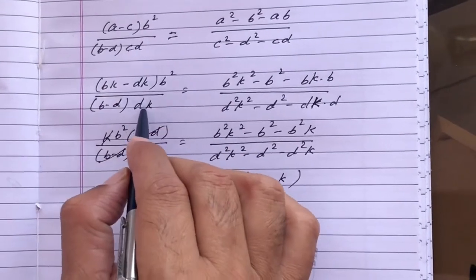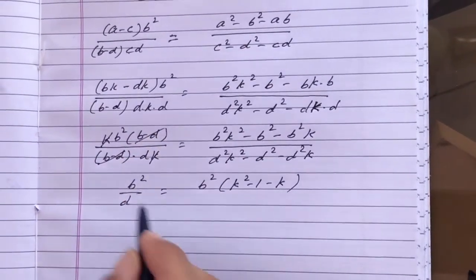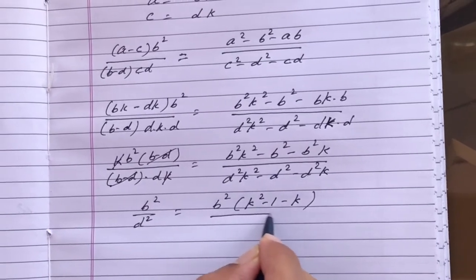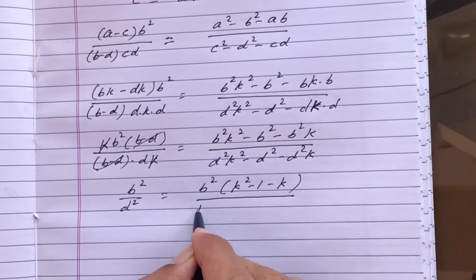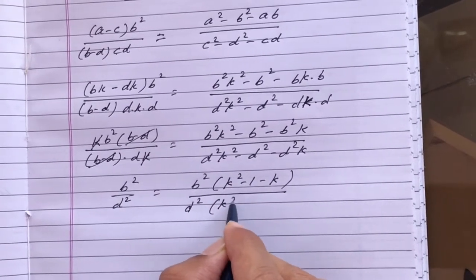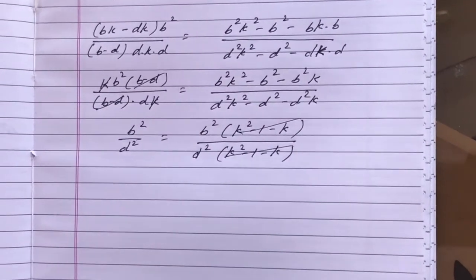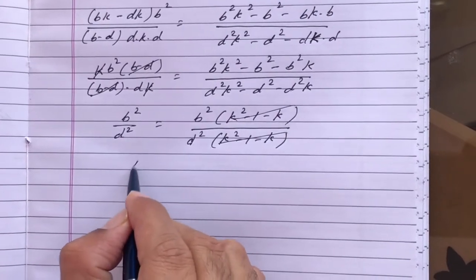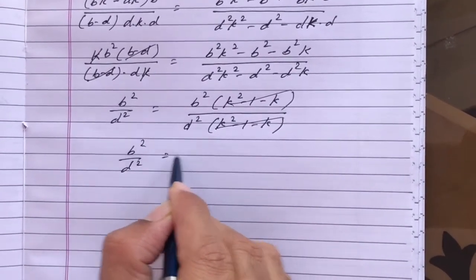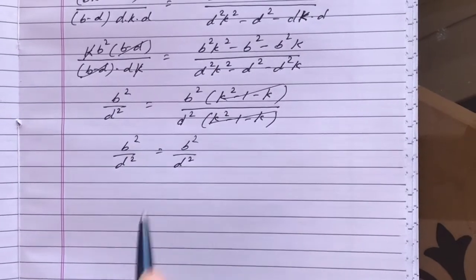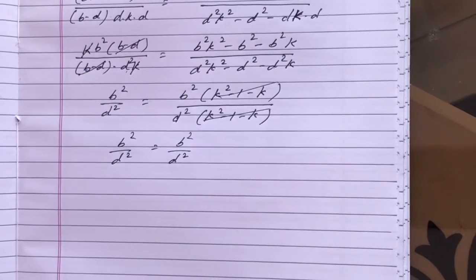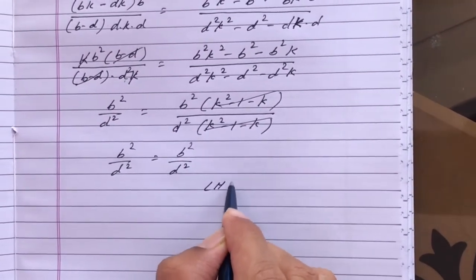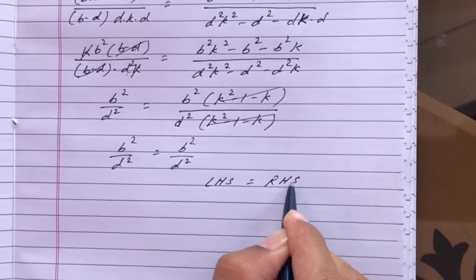Sorry, it was C into DK into D should be written here. It will be D square. From here D square is common. K square minus 1 minus K. This K square minus 1 minus K will cancel out. So B square upon D square is B square upon D square. So it is D square K, not DK. So LHS is equal to RHS. Hence proved.